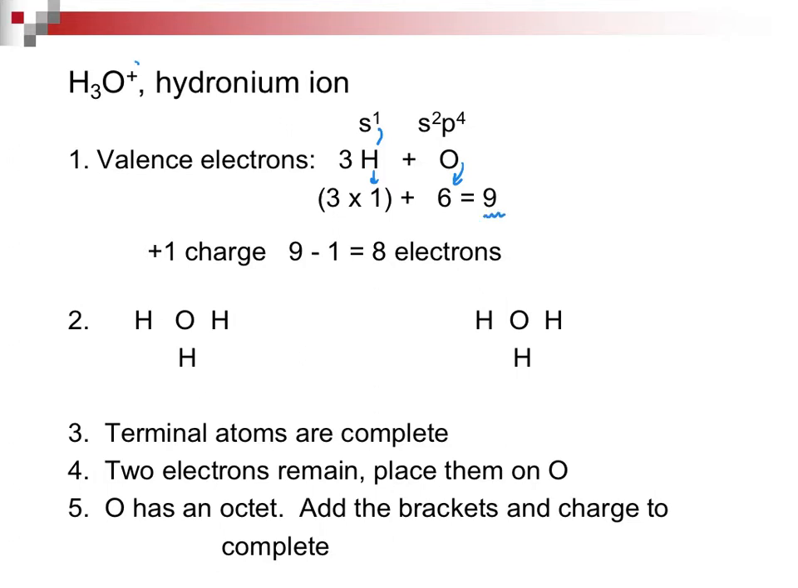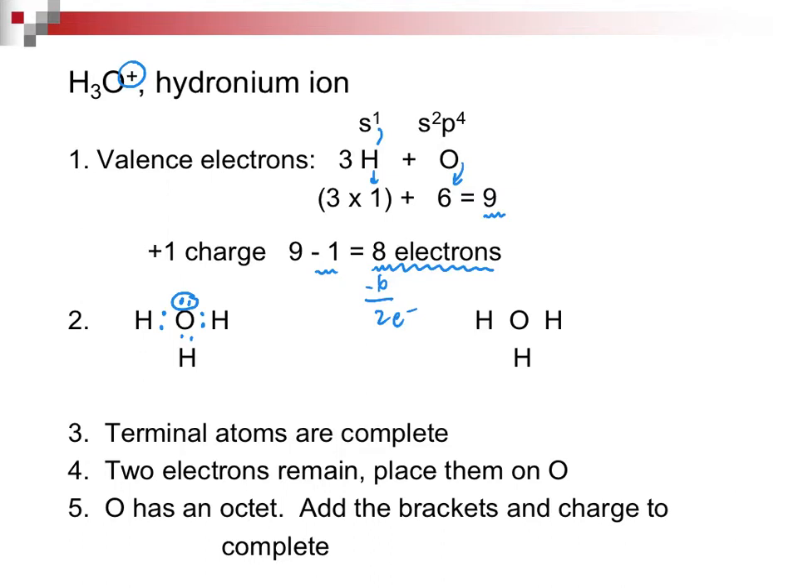Now the hydronium ion has a positive charge. That means we have to remove an electron, so we have 8 electrons that we need to distribute. I already drew my skeleton, and I'm going to put 2 electrons in between the central atom and the terminal atoms. When I look at this, I have used 2, 4, 6 electrons. What I have left are 2 electrons left over. I'm going to place them around the oxygen, and now you can see that we have 8 electrons around the oxygen. Our octet is complete.